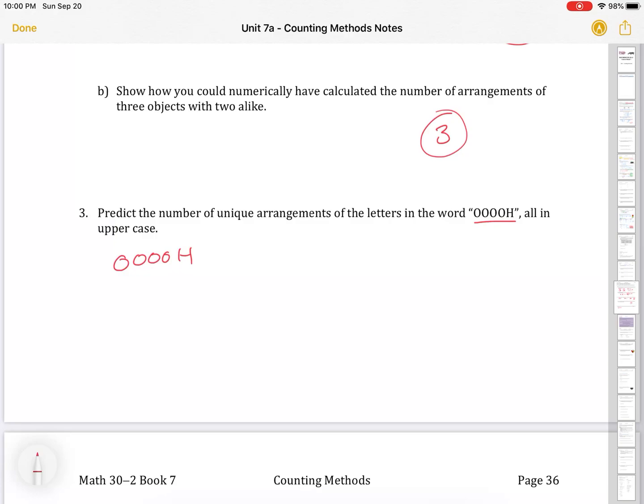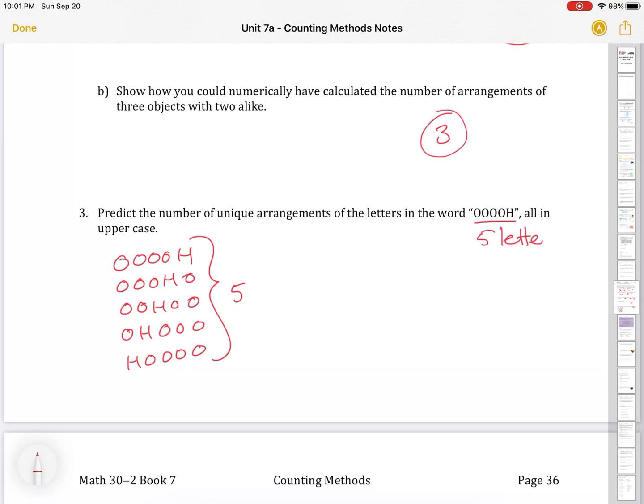What if we had O-O-O-O-H, 4 O's, all in uppercase? Let's think about our arrangements. First, we would have this one. Then we can move the H over, then move the H over again, and again, and again. So I have 5. Now, because there's 5 letters, but only one of them is the H. Here is how we come to our solution numerically.